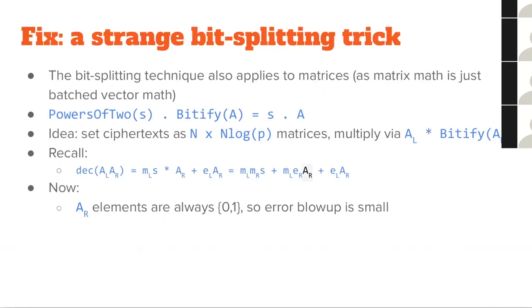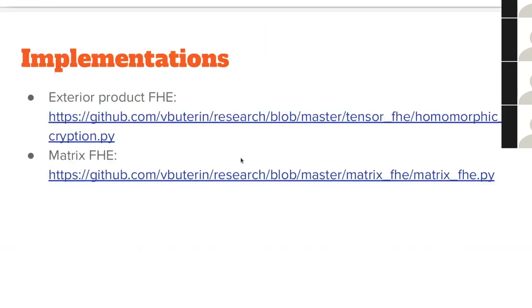Right. By the way, I have code here, and the code is actually not long. The homomorphic encryption here is about 300 lines of Python. This is under 200 lines of Python. So if you want to play around with matrices for yourself and verify things for yourself, I highly recommend looking through the code as well.